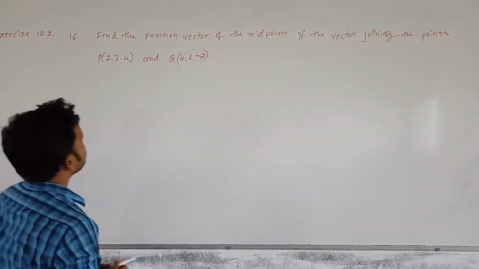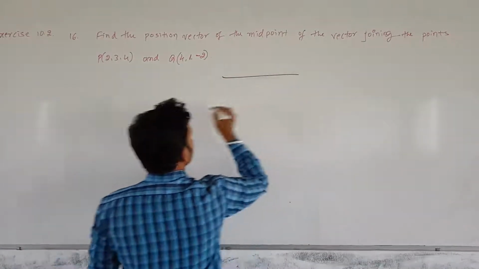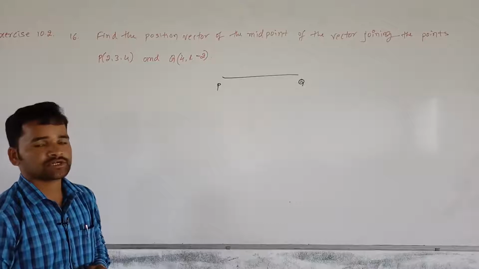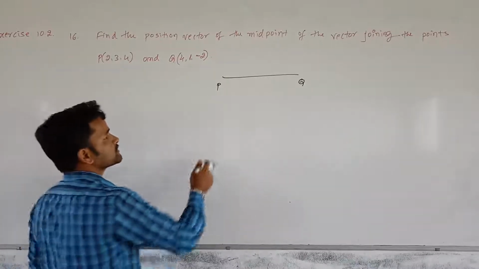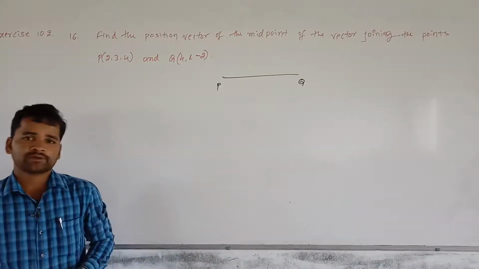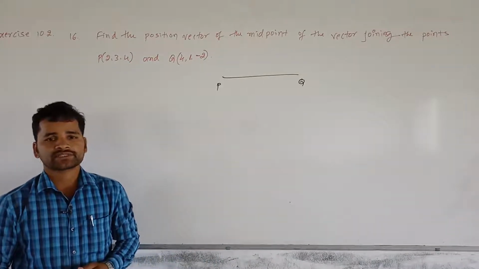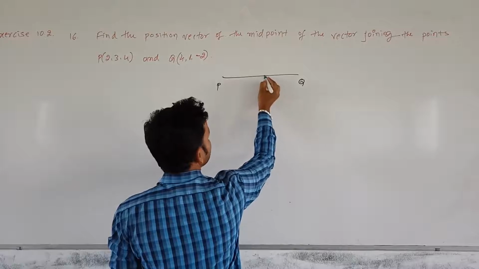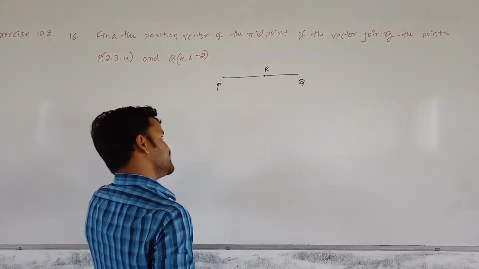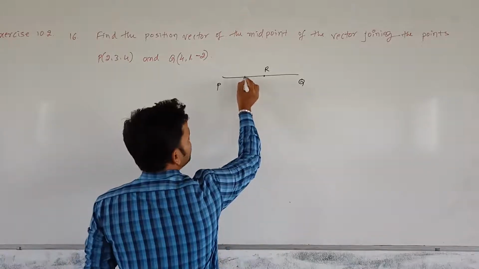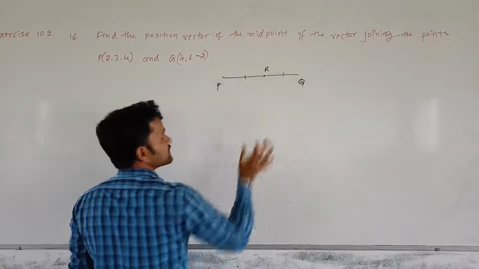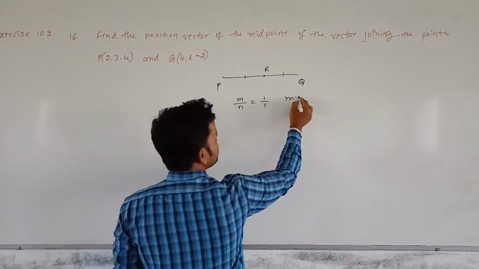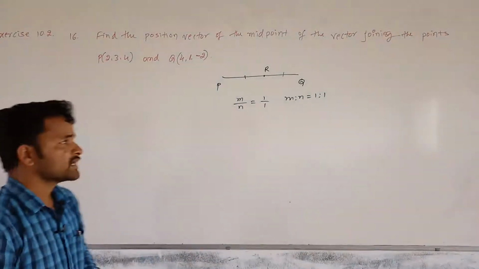Here you need to find out the position vector of the midpoint of a vector joining P and Q. P coordinates are given to us, that is 2, 3, 4, and Q coordinates are also given to us, 4, 1, minus 2. With that coordinates, what can I write? I can write the position vectors of these points, and then they are asking you to find out the position vector of the midpoint. Midpoint will be somewhere here, internal division it is. That means whatever the length of PR is, same length will be there with RQ also. What happens to the m by n here? m by n will be 1 by 1. So, m is to n is equal to 1 is to 1. Very simple it is.